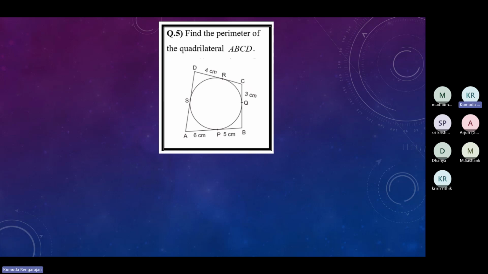Find the perimeter of quadrilateral ABCD. So you have proved this result in one of the exercise questions in NCERT, that when a quadrilateral circumscribes a circle, the sum of the opposite sides are equal. There the question is not given in words. So sometimes you will have to remember this in words. When a quadrilateral circumscribes a circle, the sum of the opposite sides are equal.